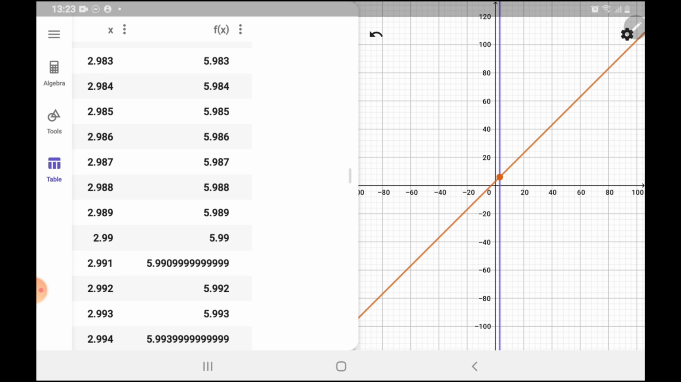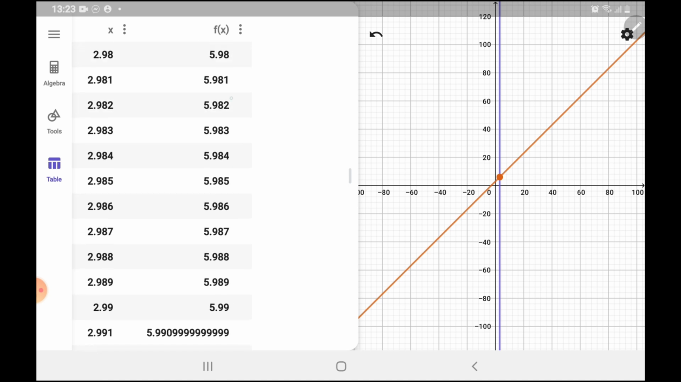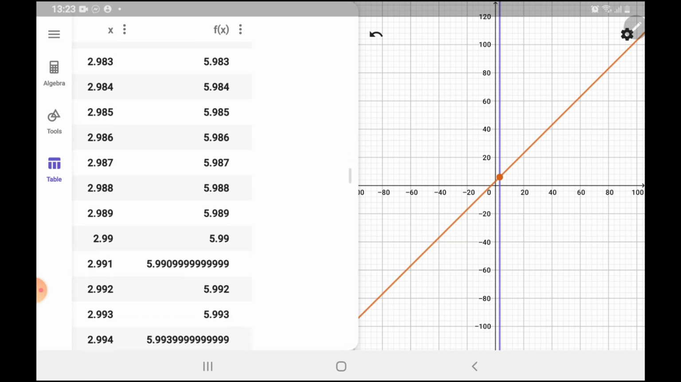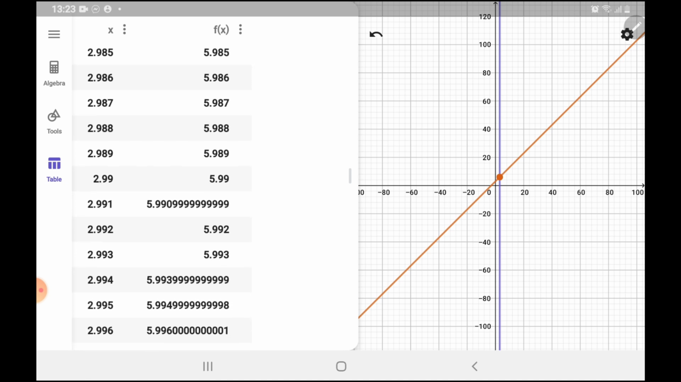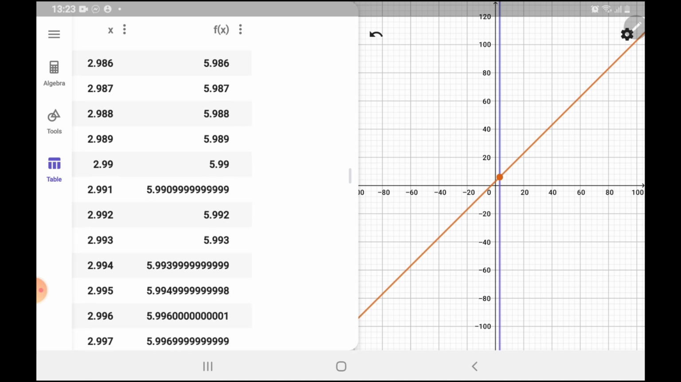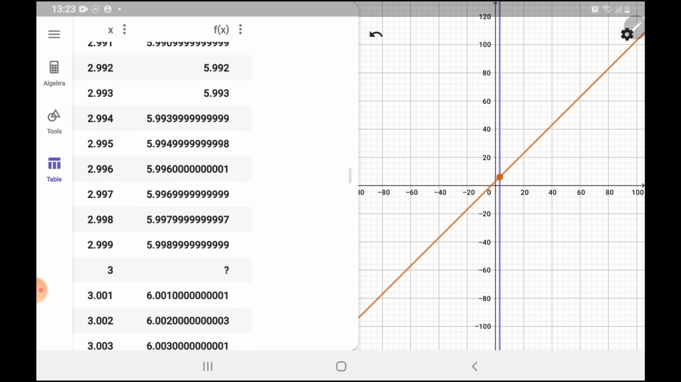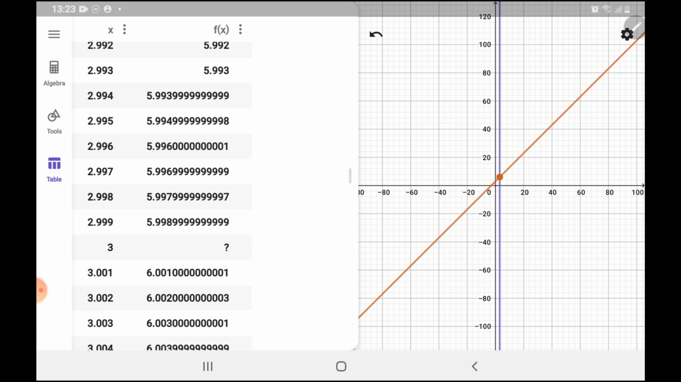So you can see that we'll have values from 2.98 which is near to 6. So if you would round up this one, it is equal to 6. But particularly at a value equal to 3, it is undefined. So that's why it has a question mark.